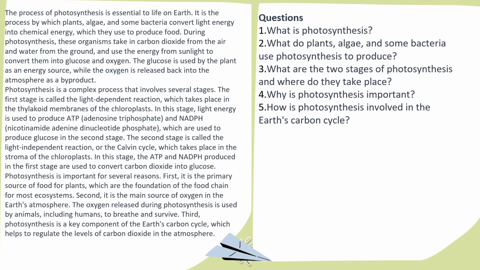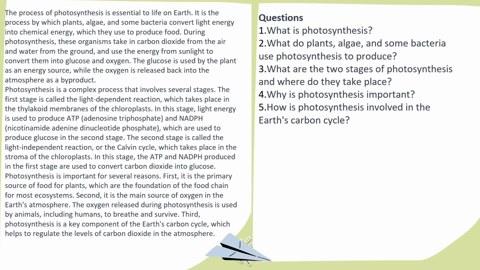The glucose is used by the plant as an energy source, while the oxygen is released back into the atmosphere as a byproduct. Photosynthesis is a complex process that involves several stages. The first stage is called the light-dependent reaction, which takes place in the thylakoid membranes of the chloroplasts. In this stage, light energy is used to produce ATP, adenosine triphosphate, and NADPH, nicotinamide adenine dinucleotide phosphate, which are used to produce glucose in the second stage.